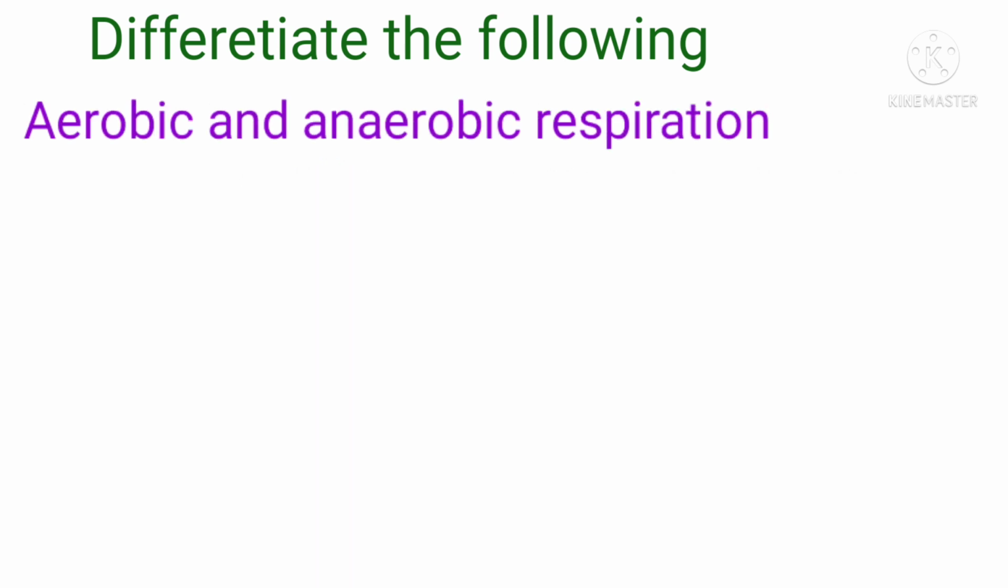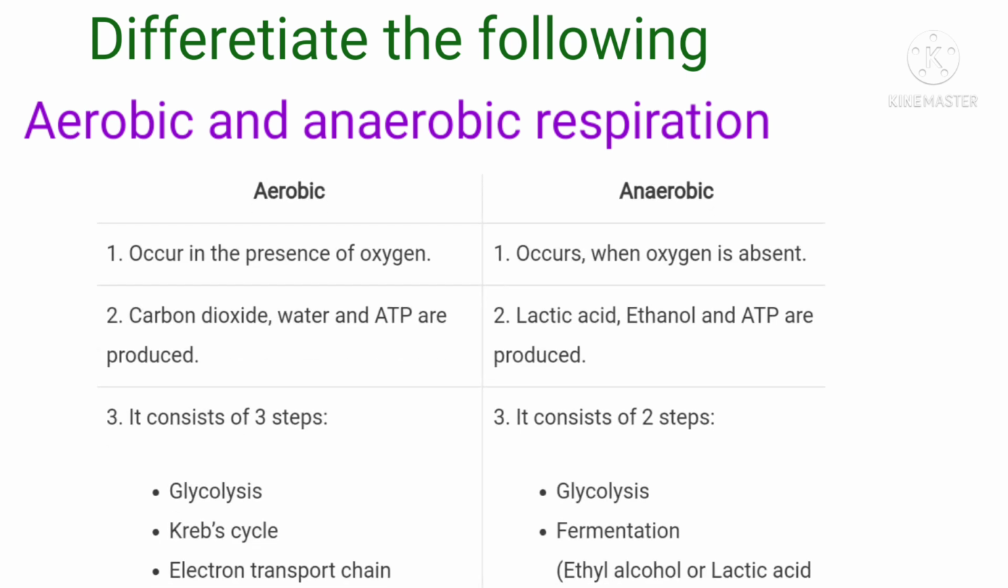B. Aerobic and anaerobic respiration. Aerobic occurs in the presence of oxygen. Anaerobic occurs when oxygen is absent. Second point, aerobic: carbon dioxide, water and ATP are produced. Anaerobic: lactic acid, ethanol and ATP are produced. Aerobic consists of 3 steps: glycolysis, Krebs cycle, electron transport chain. Anaerobic consists of 2 steps: glycolysis, fermentation.